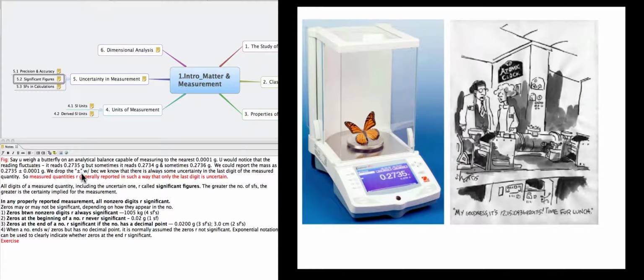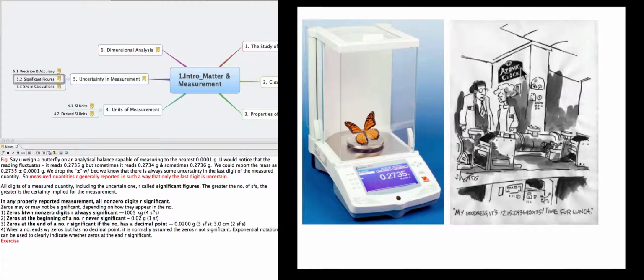Drop the plus minus because we know that there is always some uncertainty in the last digit of the measured quantity. So measured quantities are usually reported in such a way that only the last digit is uncertain.